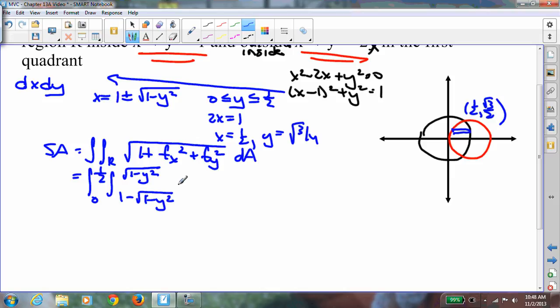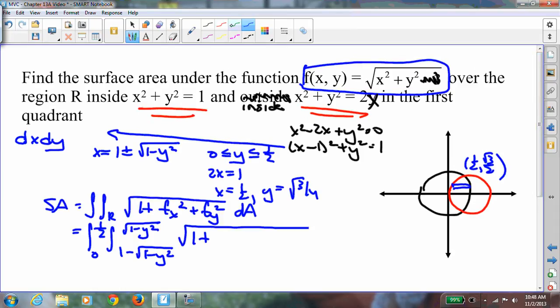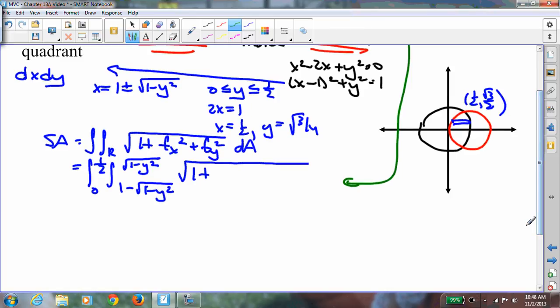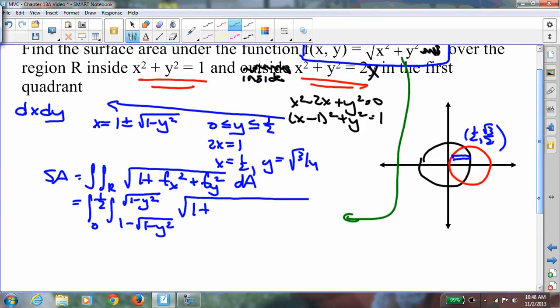And then square root of 1 plus my partial with respect to x. So for my partial with respect to x, remember I'm using the function here that I'm trying to find the surface area of. So that's going to be x over the square root of x squared plus y squared, squared, plus y over the square root of x squared plus y squared, squared. And this is dx dy.